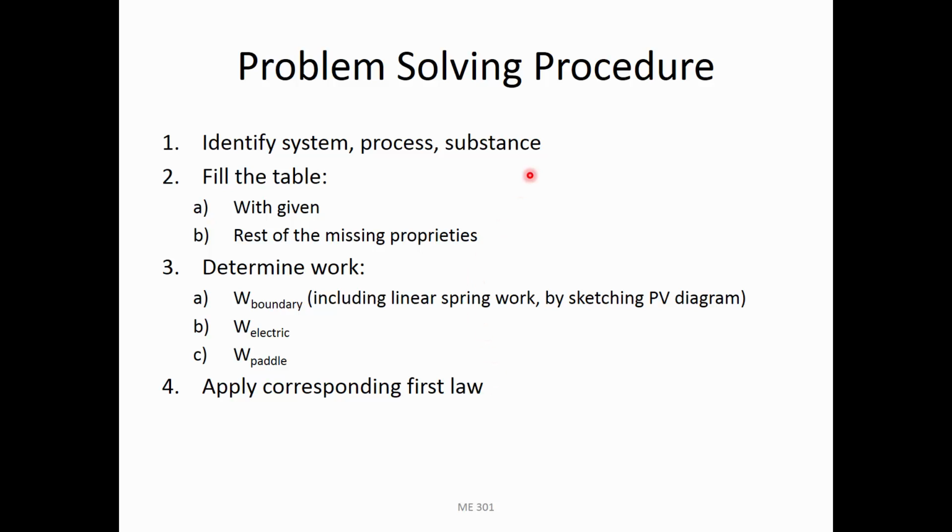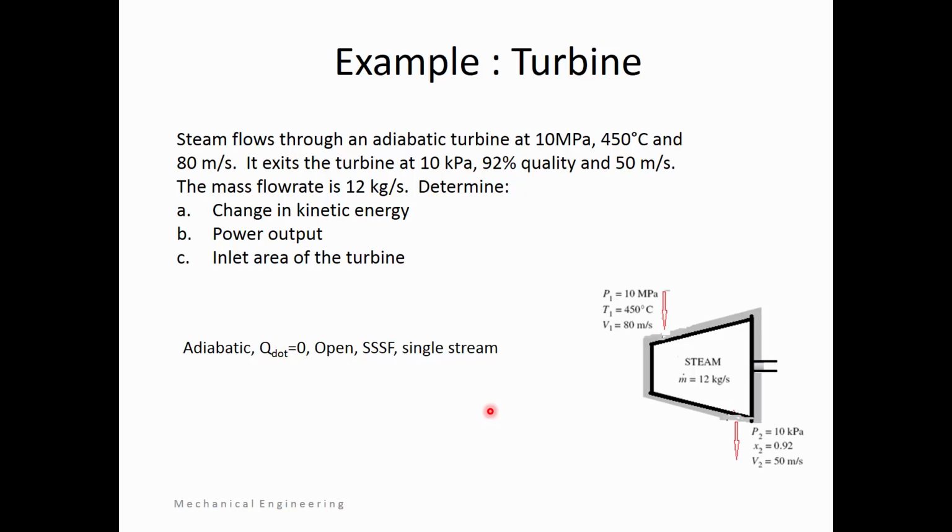The same four-step process to solve any problem: identify the system, process, substance, fill in the table, determine work, and apply the corresponding first law. As we discussed in class, in this case, since the turbine is adiabatic, Q dot is equal to 0. The system is an open system. The turbine is a steady state, steady flow device with a single inlet and outlet.